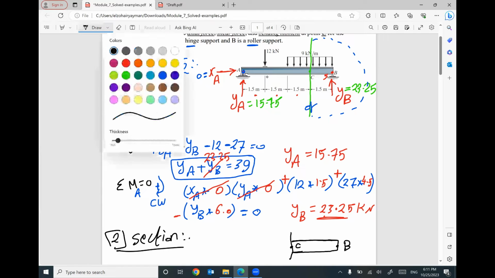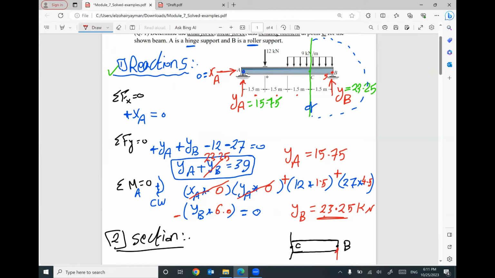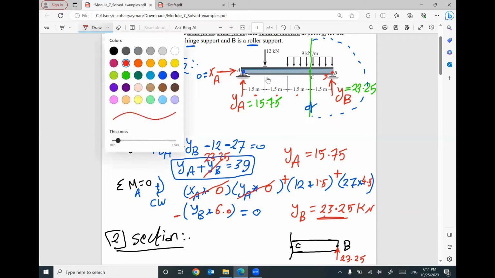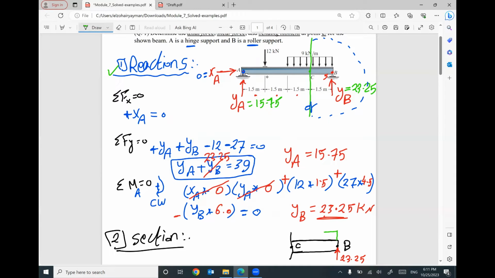This part has reaction here. How much? 23.25. This part has a little part of the distributed load, this part only, and this distance equal 1.5 meter. And this value is 9 kilonewton per meter. Do you think we have something else on the right part? I have reaction at B. I have a little bit of the distributed load, not all the distributed load, just only this part of the distributed load.